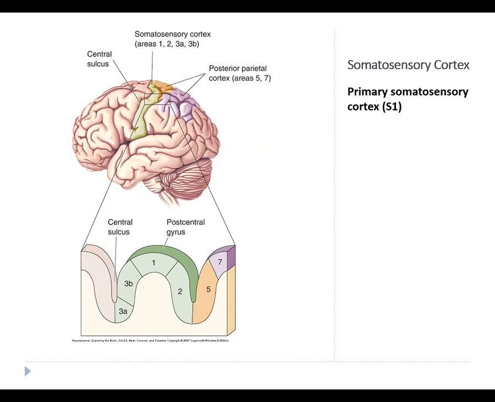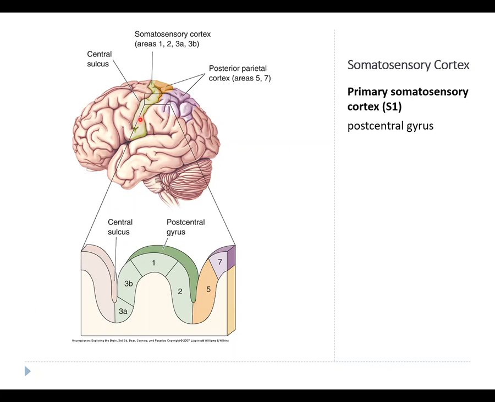Okay, now let's talk about the somatosensory cortex. This is the part of the cortex that processes somatosensory information. The primary somatosensory cortex, which is the first part of the cortex that gets input from the thalamus, the ventrolateral nucleus, is located on the post-central gyrus. So this is the post-central gyrus of the cortex.